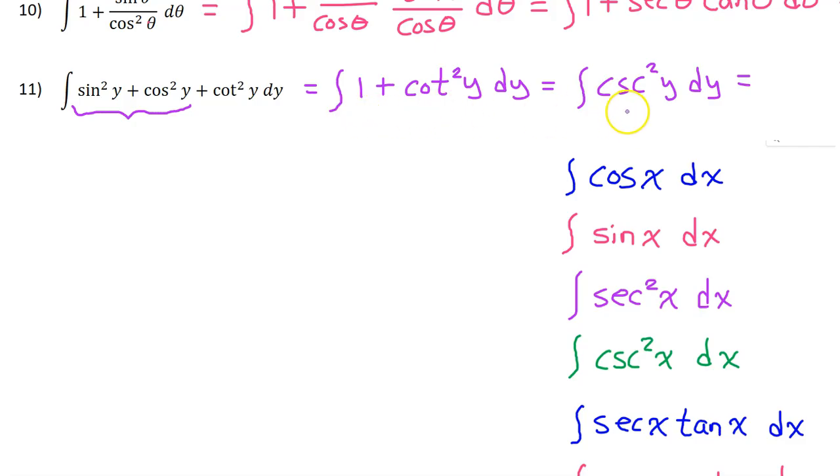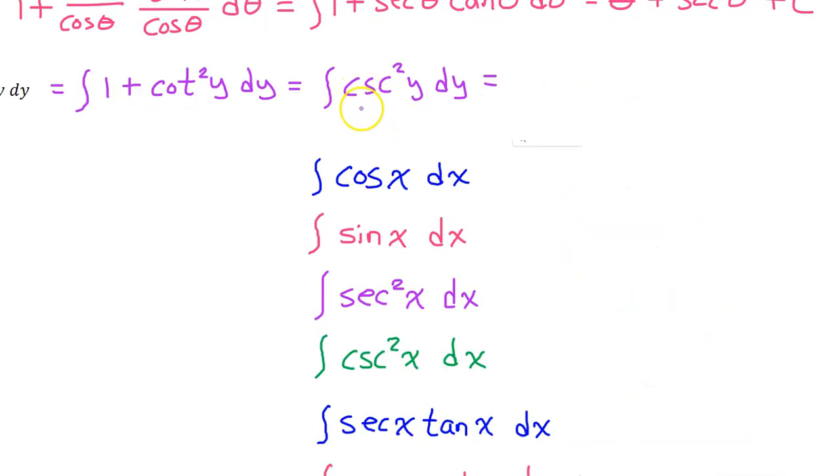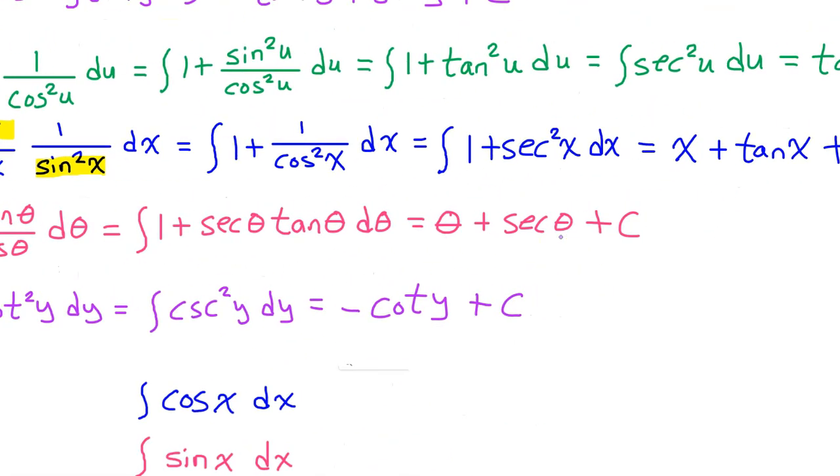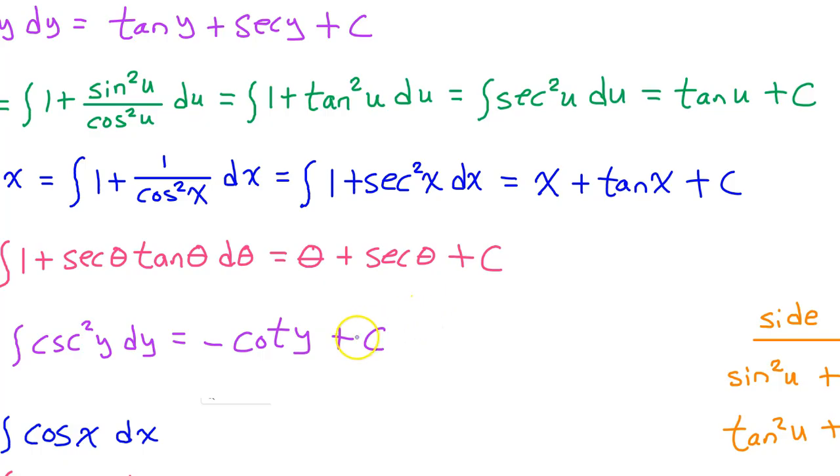So we can rewrite as the integral of cosecant squared y dy. And cosecant squared is on the list. The derivative of what is cosecant squared? The derivative of cotangent is negative cosecant squared. So the derivative of negative cotangent will be positive cosecant squared. So the antiderivative is negative cotangent y plus c. By the way, these plus c's are very important. On the AP exam, if you don't put the plus c, it's just wrong.